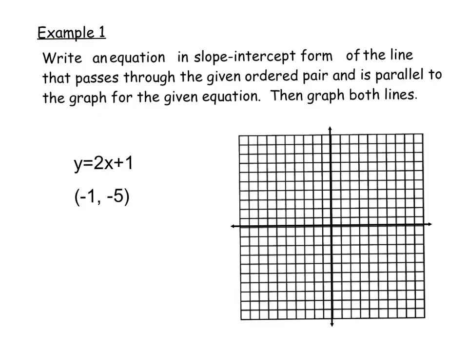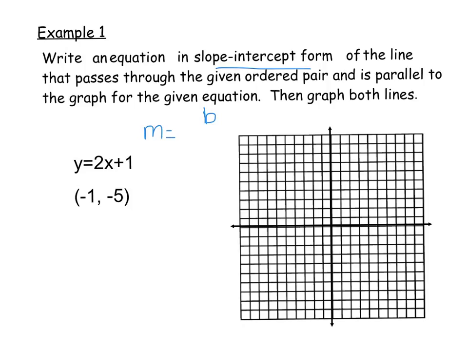Alright, example 1. Now again, be very careful with your reading. It says write an equation in slope-intercept form, so I'm naming the form that I want you to use, of the line that passes through the given ordered pair and is parallel to the graph of the given equation. So to be able to do this, remember to write any linear equation, you need the slope, and to be in slope-intercept form, you need the y-intercept as well. But remember how we converted in the last lesson. It's easier to do from point-slope form, but we still have to figure out that slope.